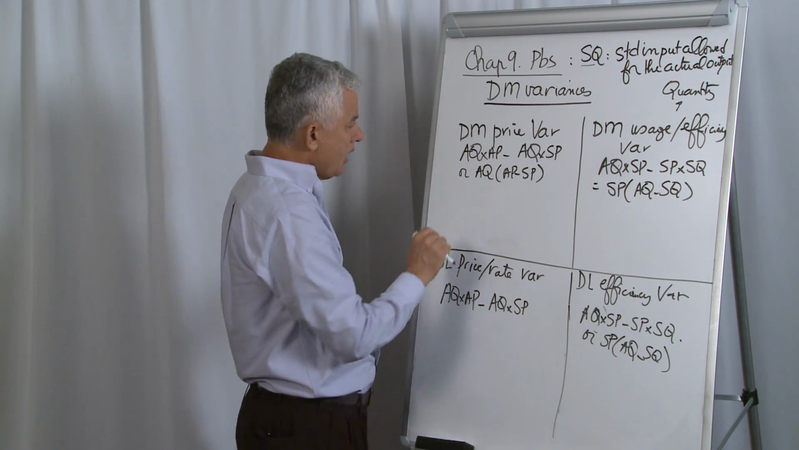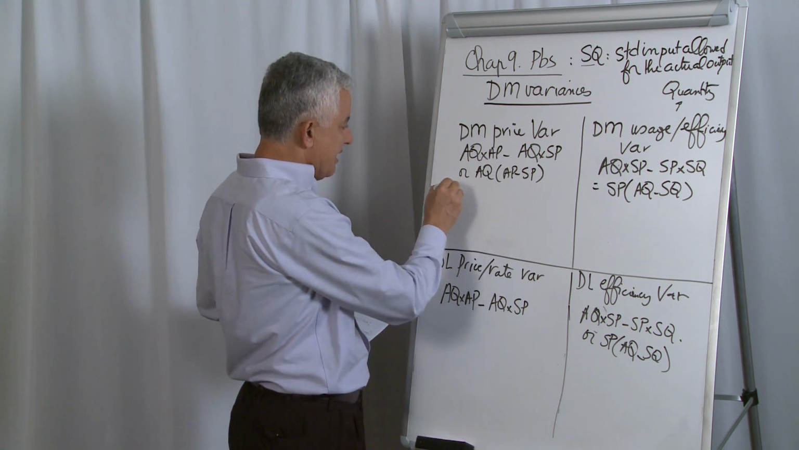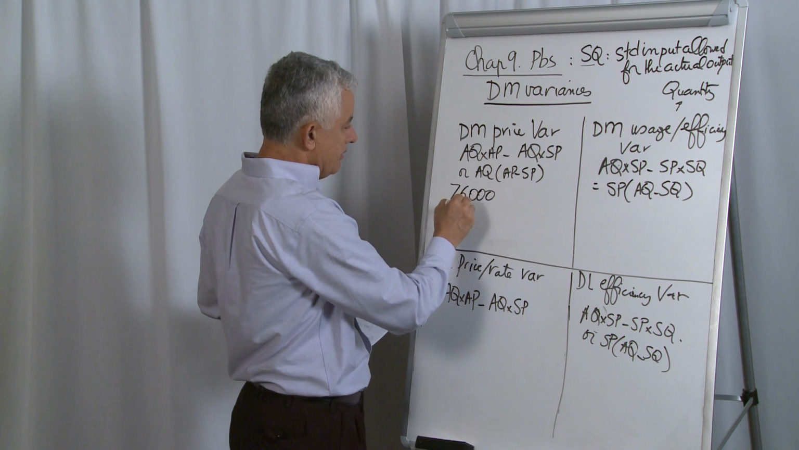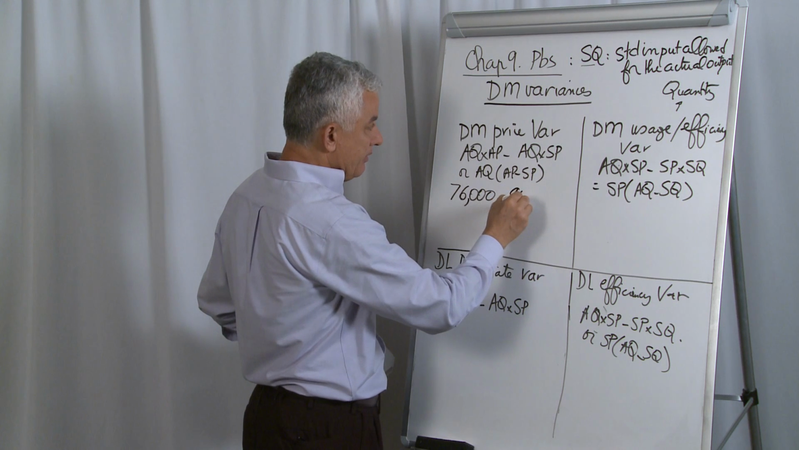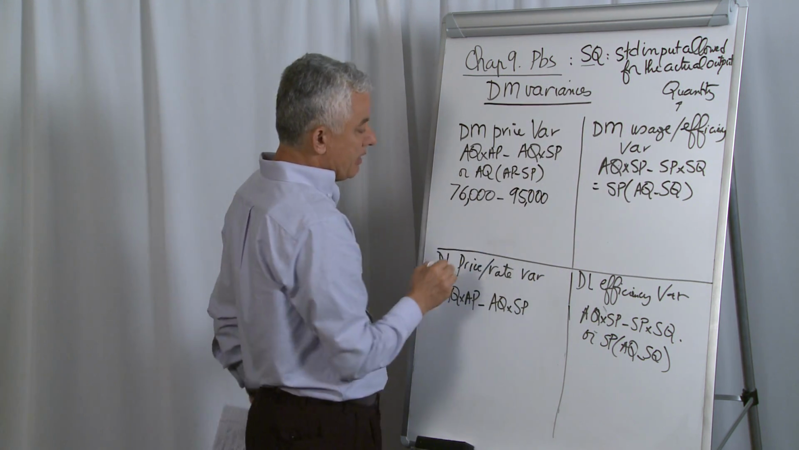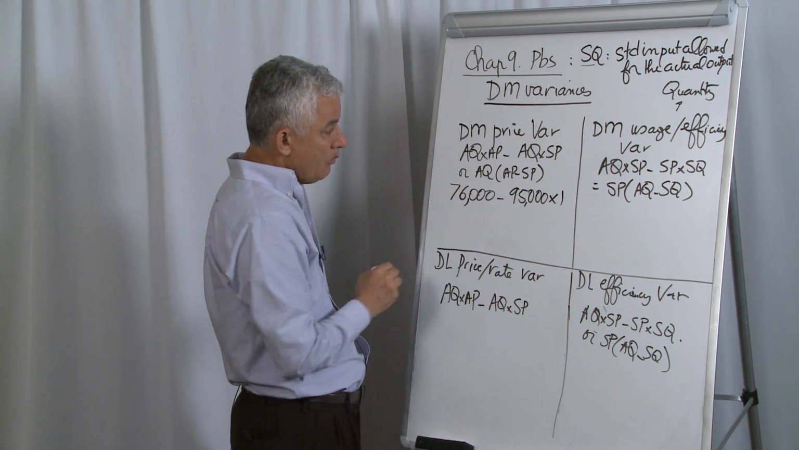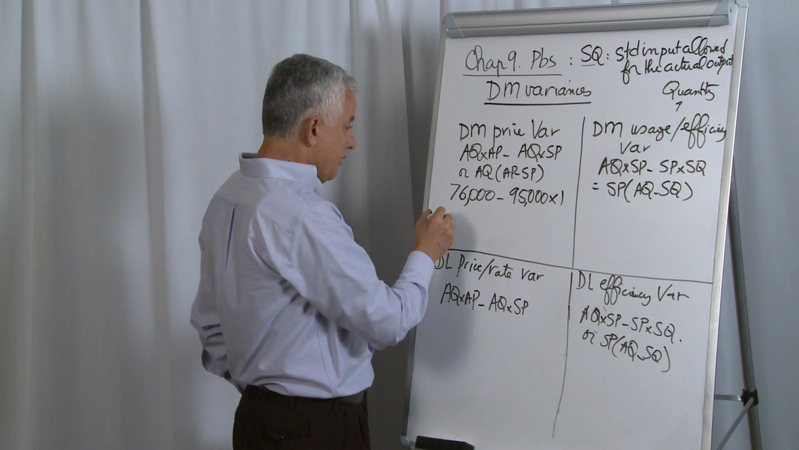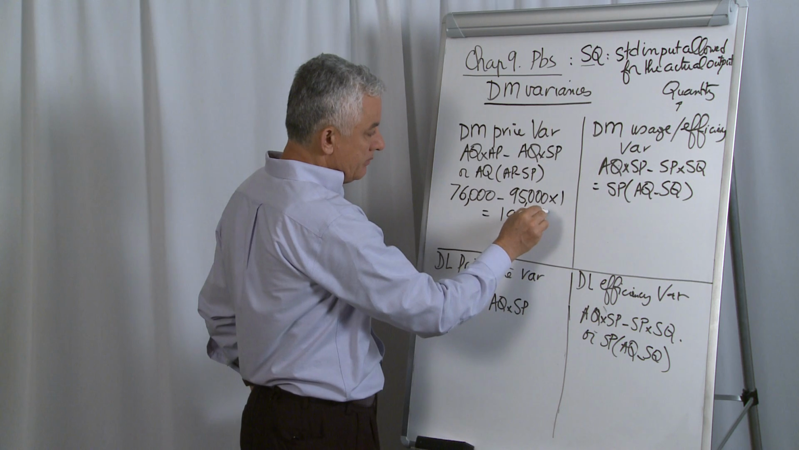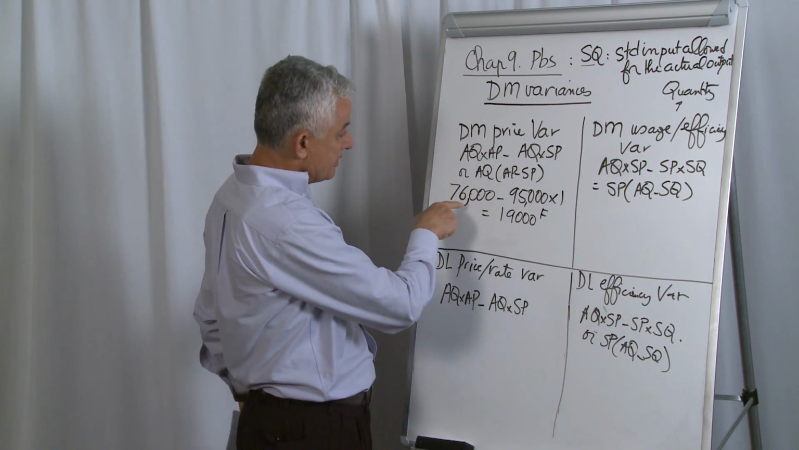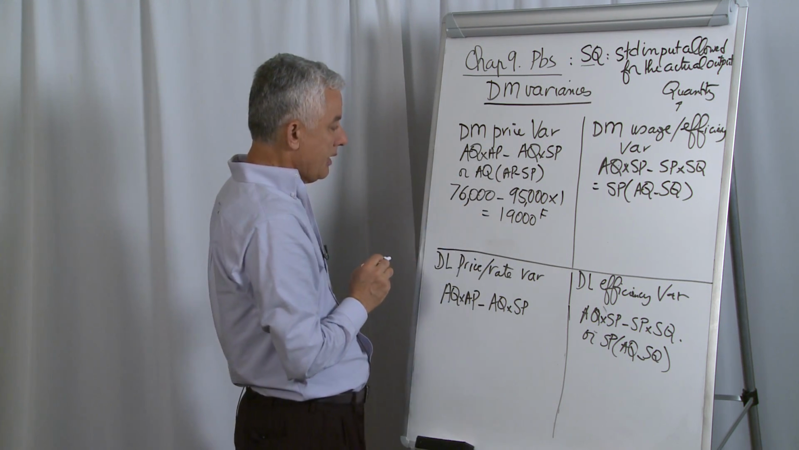Now, let's do it. The actual quantity times the actual price is given, 76,000, minus what is the actual quantity here? Actual quantity of direct material purchased is 95,000, times 1, which is the standard price. Now, this is equal to 19,000 favorable.